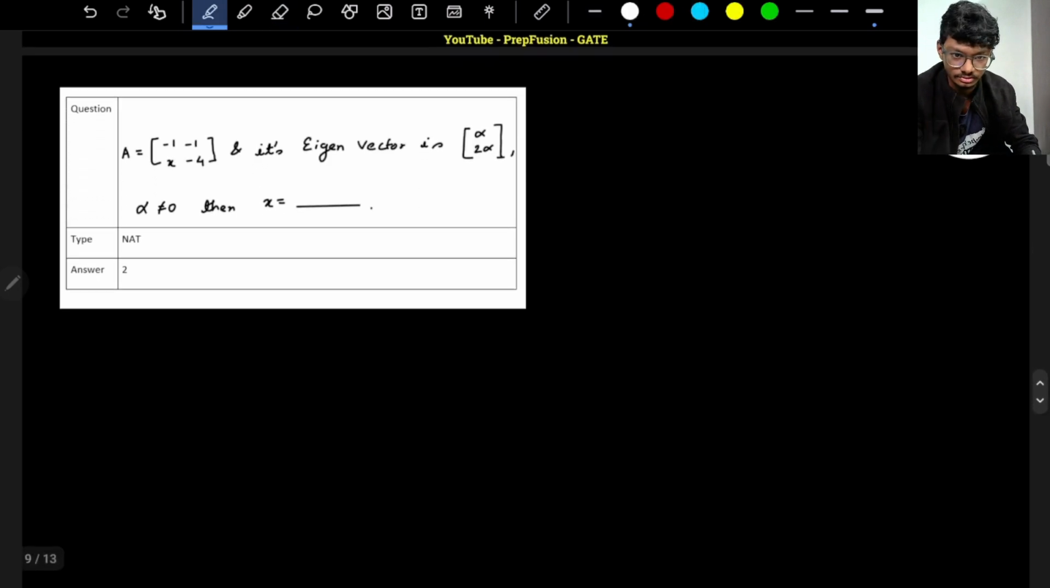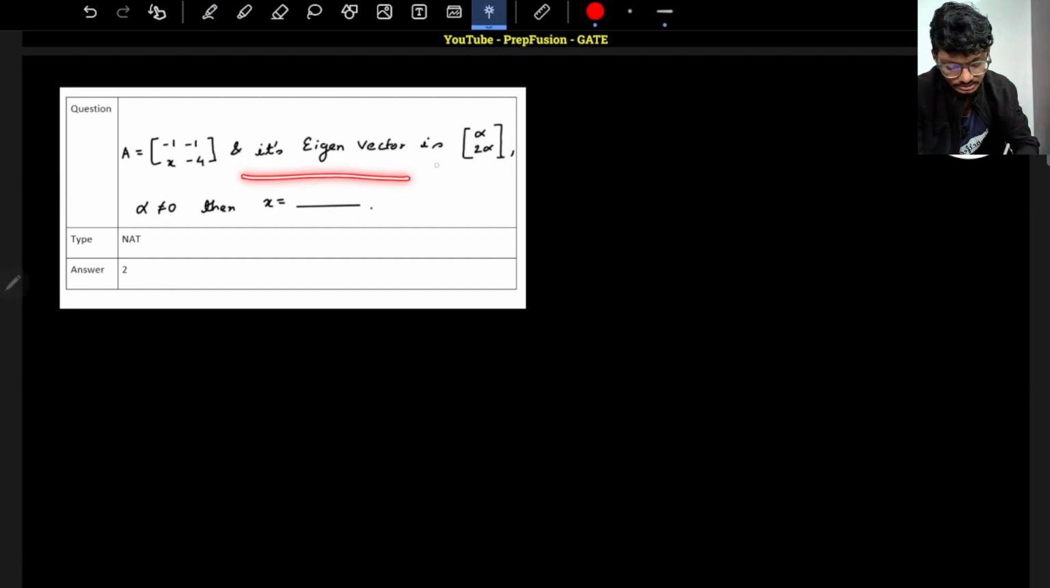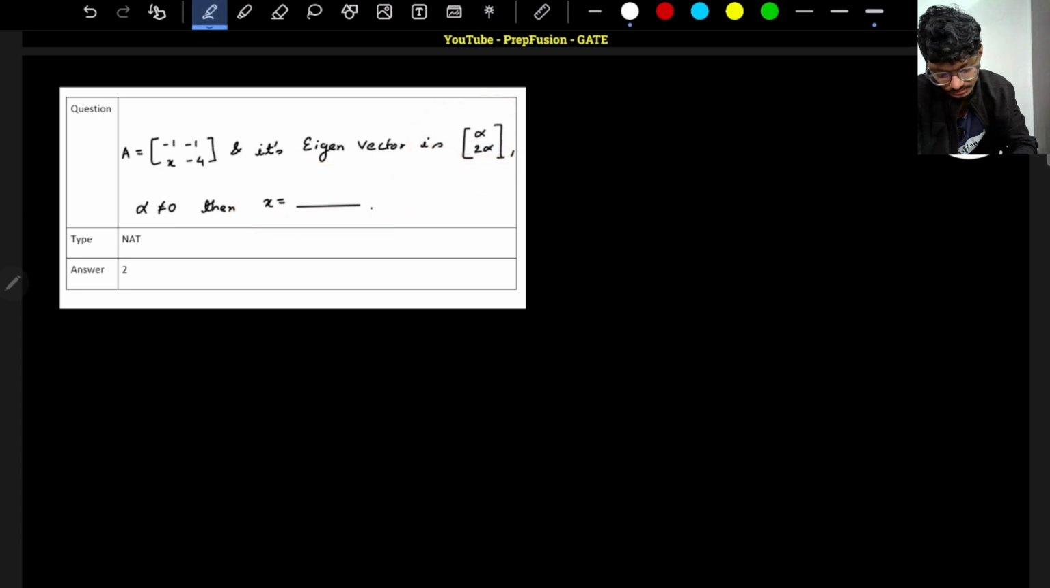Let's now move on to the next question. The next question is also on the easier side only. The eigenvector is given. Eigenvector and all those things are given. Then x will be equal to what? Okay, x is this.